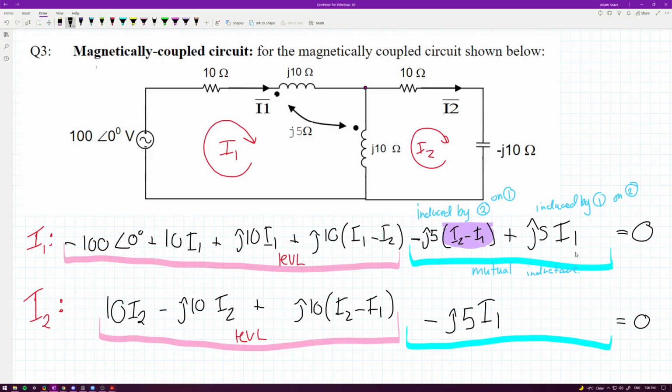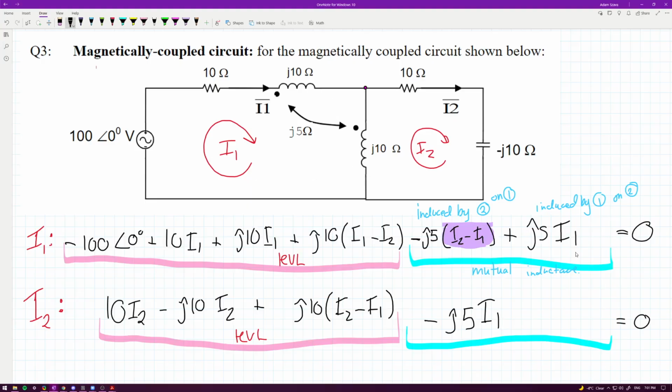Okay, so then let's try the other loop. The other loop is going to be very similar. The KVL part is pretty simple. So going in here, it's negative 100 at angle 0, 10I1, J10I1, J10 times I1 minus I2. And that's everything.